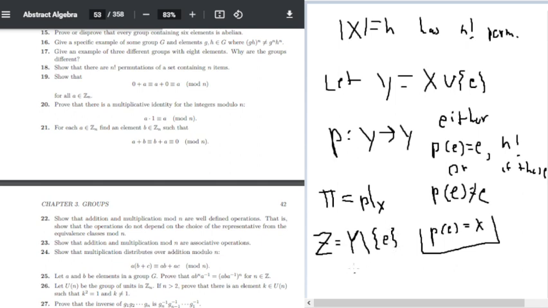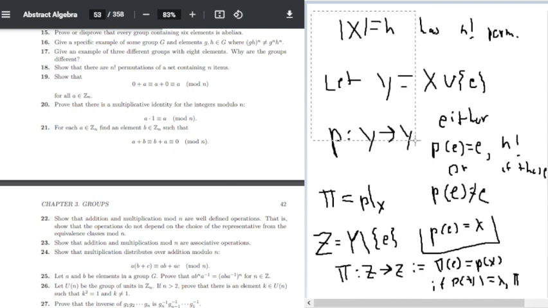And now how we define this is that we define the permutation P from Z to Z to be equal to P of pi of E equals P of X. And if P of Y is equal to X, let me think about a better way to do this, because this is disgusting. This is horrible. Okay.